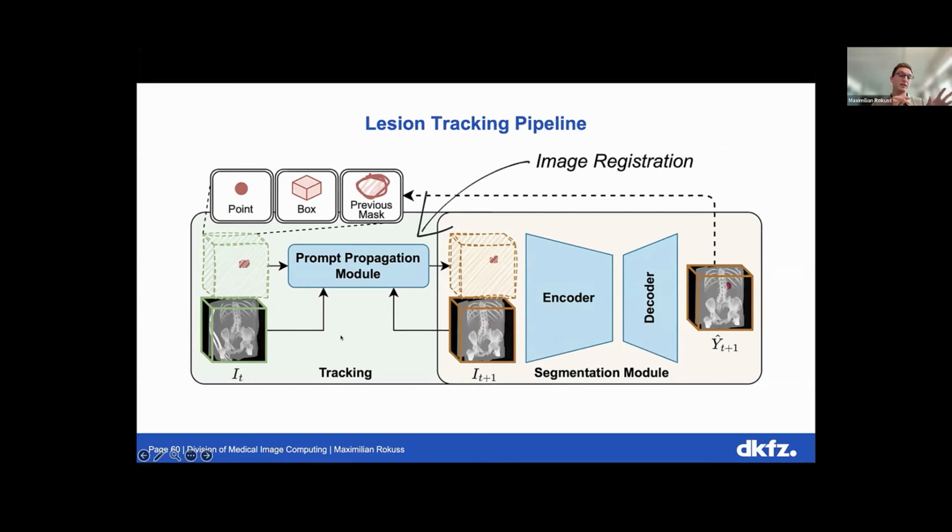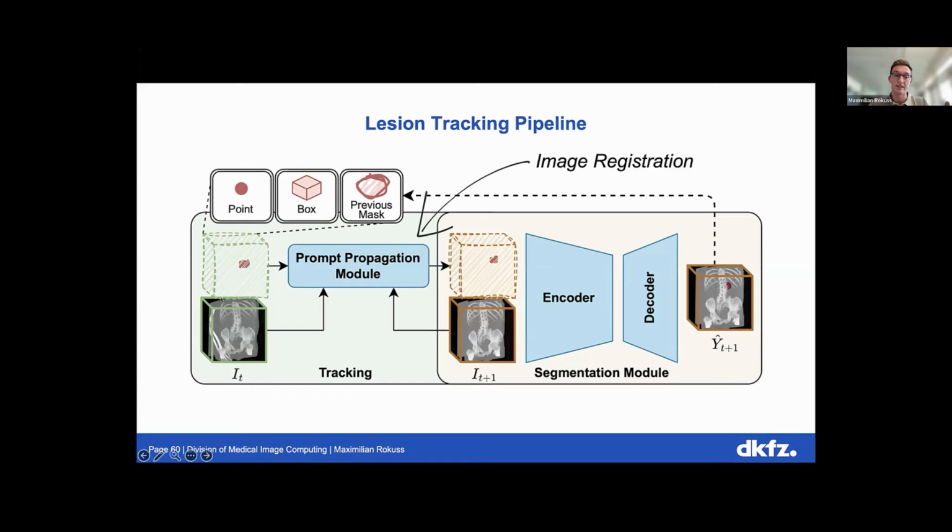And what is happening here is, I call it the prompt propagation module, the general idea is that you map the prompt from the baseline scan into the image space of the follow-up scan. And how we do that is basically image registration. Probably most of you know what that is if you're from the medical domain, but in the computer vision domain, it's sometimes also called calculating an optical flow or a deformation field between those two images.